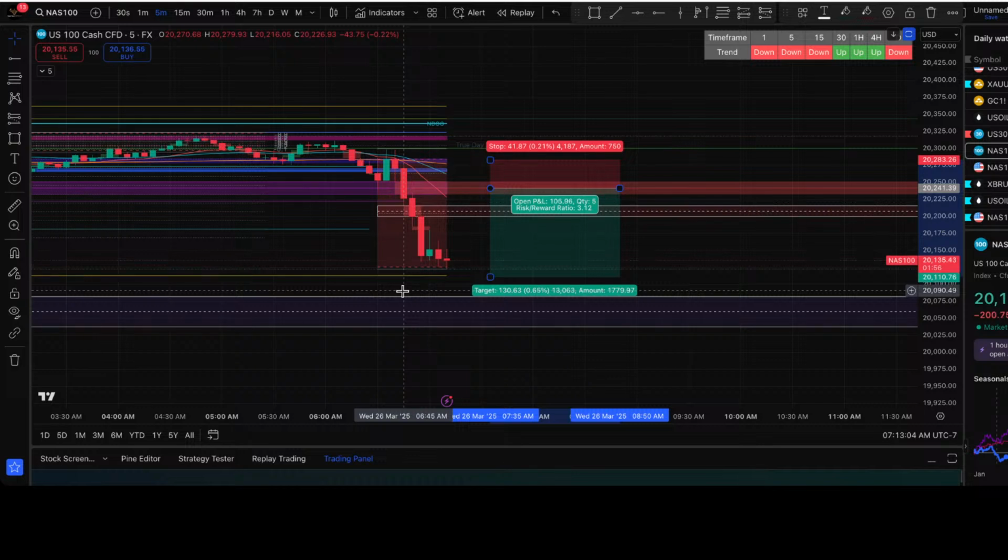The beautiful thing about these two strategies, the spotlight strategy and the blue zone strategy, is we already know what our bias is going into it. I'm not looking for a buy.